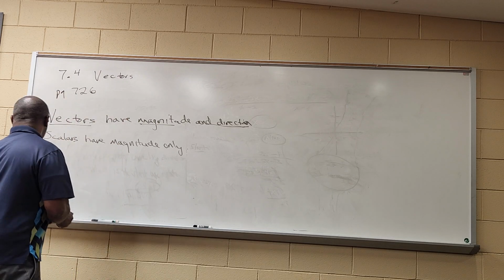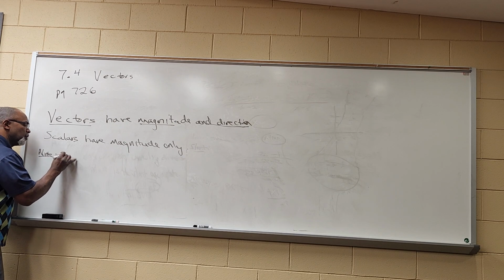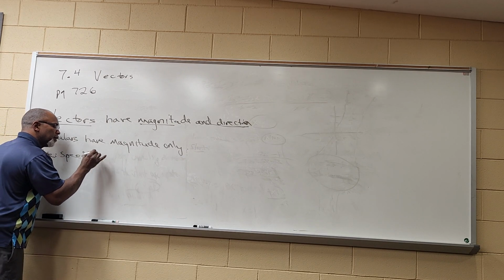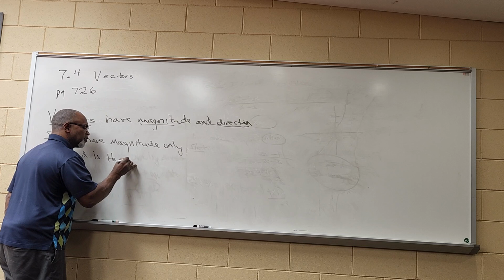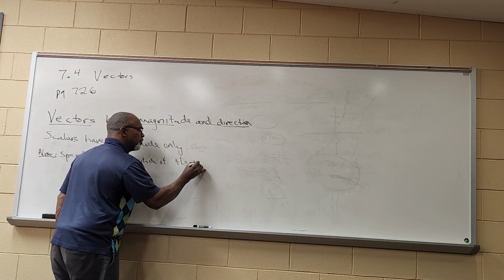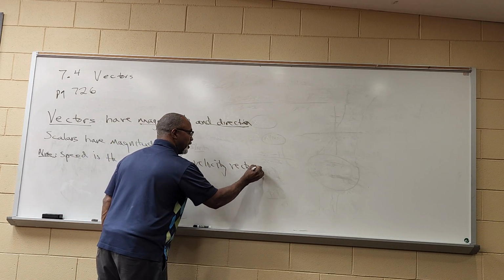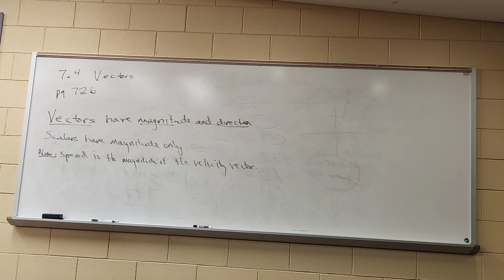And it turns out, and we're going to see this over and over again, so just a little note. Speed is the magnitude of the velocity vector. So I said that velocity is a vector. Again, you have magnitude and direction. Well, speed is an example of a scalar, because speed is the magnitude of the velocity vector. Okay? Speed represents the magnitude of the velocity vector.